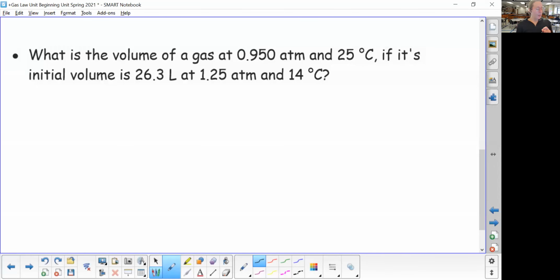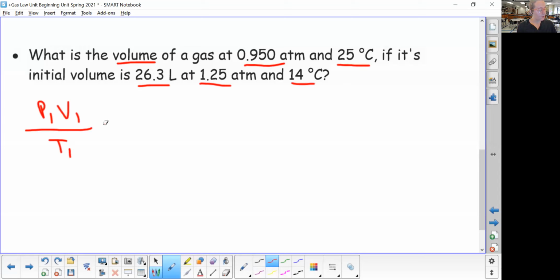So this next problem wants to know, what is the volume of a gas if it's measured at 0.950 atmospheres and 25 degrees Celsius, if its initial volume is 26.3 liters, 1.25 atmospheres, and 14 degrees Celsius. So this problem mentions temperature, pressure, and volume. So I'm going to use all of the variables in the combined gas law, and I'm going to write that equation.